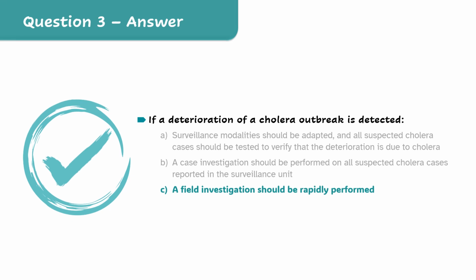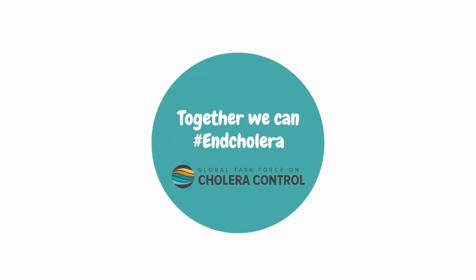The correct answer is C. If a deterioration of a cholera outbreak is detected, a field investigation should be rapidly performed. We have now completed this module.